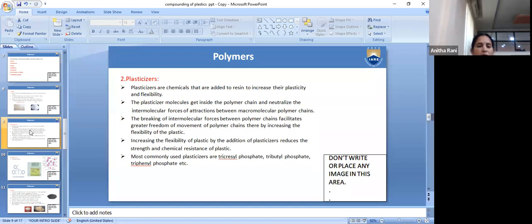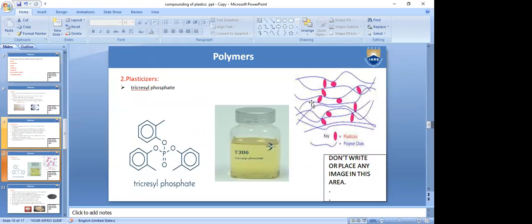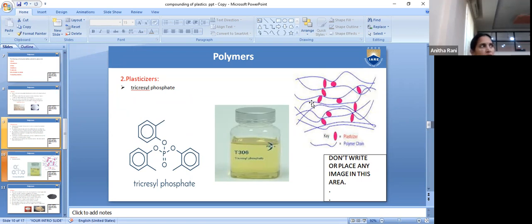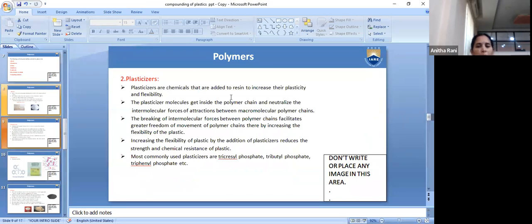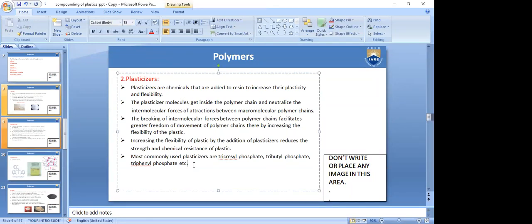When we are adding plasticizers, what happens in the polymer resin? It breaks the intermolecular forces between the polymer chains, so that there will be increased flexibility and plasticity. So what is the function of a plasticizer? Students, tell me in one line. It increases plasticity and flexibility.